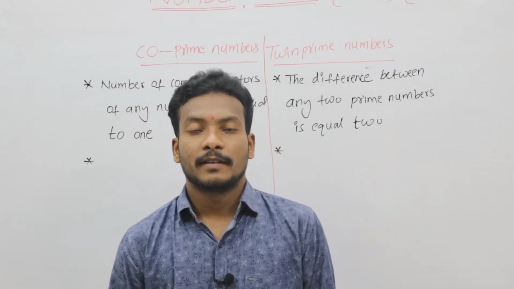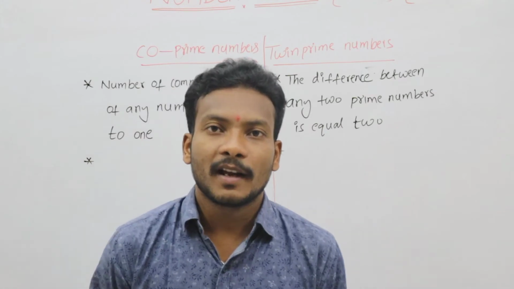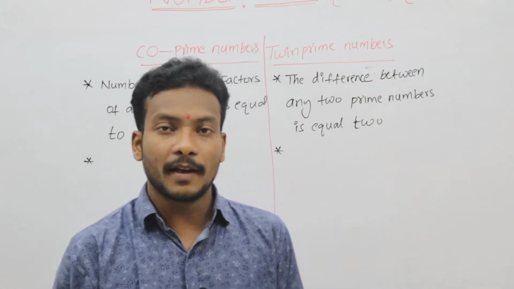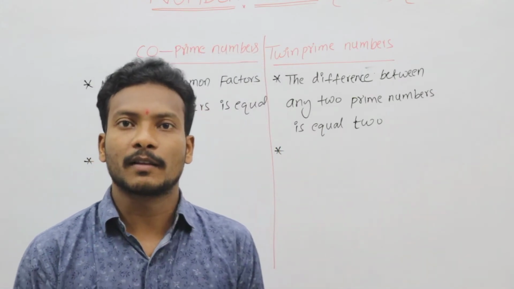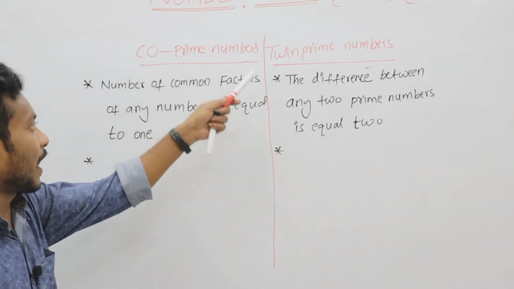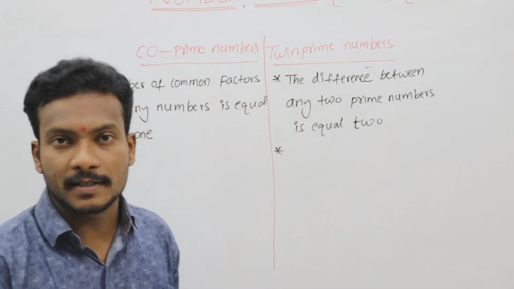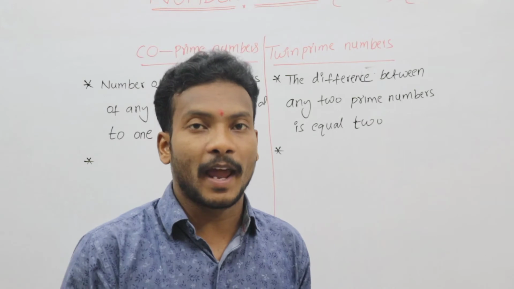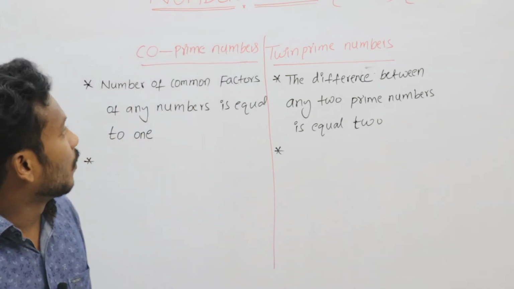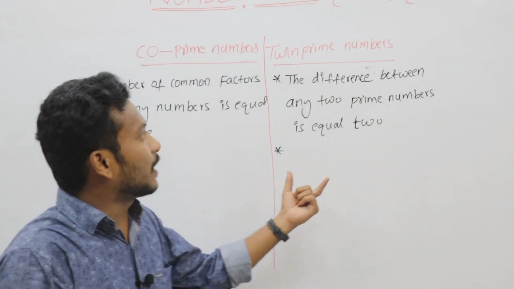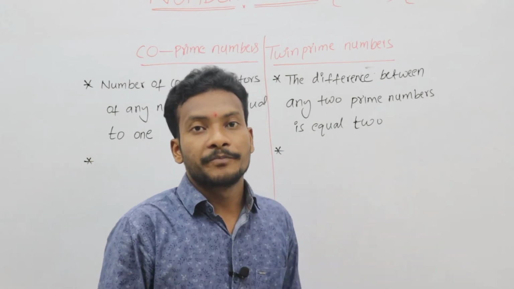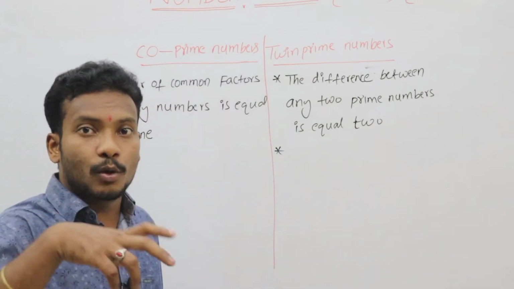Okay, right. Next, in types of numbers, there are two other types. What are those? Co-prime numbers and twin prime numbers. Now what is meant by co-prime numbers? What is meant by twin prime numbers? I will also tell you why we need to study these.